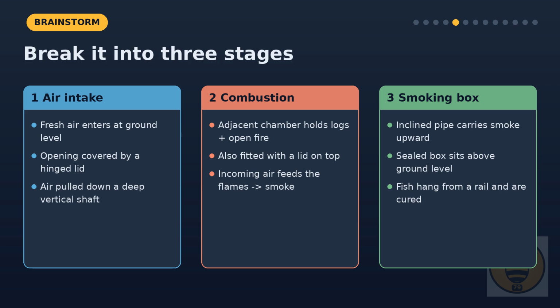Now let's brainstorm the 3 stages. Stage 1. Air intake. Fresh air enters at ground level through a hinged lid and is pulled down a deep shaft. Stage 2. Combustion. An adjacent chamber, also with a lid, holds logs and an open fire, and the incoming air feeds the flames to make smoke. Stage 3. The smoking box. An inclined pipe carries the smoke upward into a sealed box above ground, where fish hang and are cured.